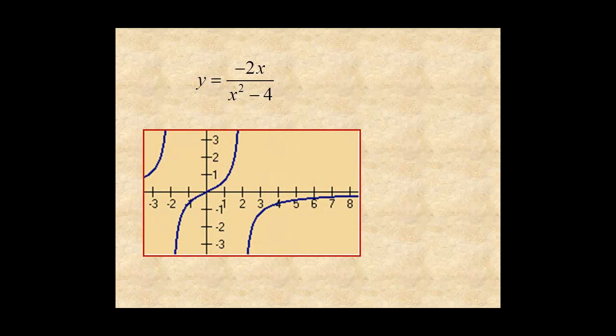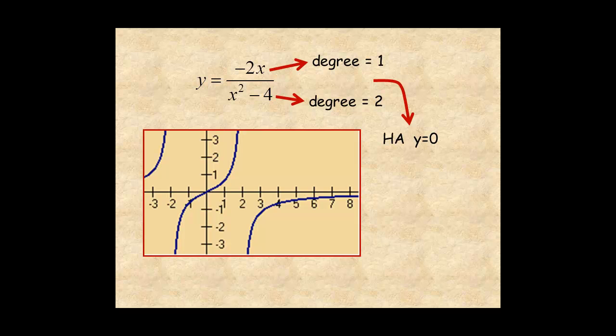For this example, the degree of the numerator is 1, and that's less than the degree of the denominator, which is 2. So the HA is y equals 0. But why? Since there is a variable in the numerator and denominator, when x gets very large, both the numerator and denominator get large. So why does the function approach 0? The answer: the denominator has a higher degree than the numerator, so it gets bigger faster and makes the function get smaller and approach 0.